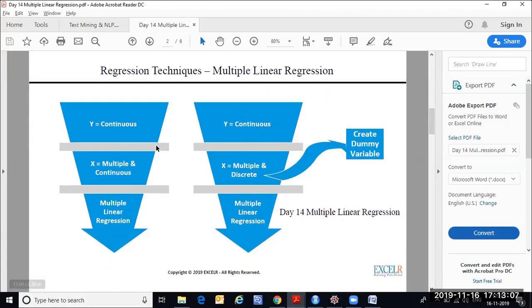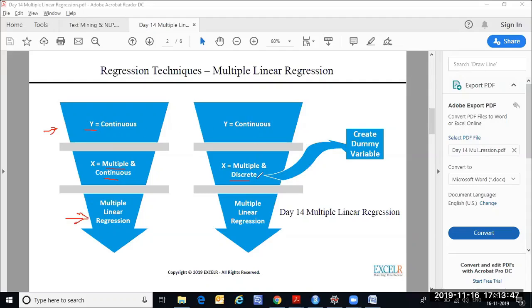So when y is continuous and x is a single input variable, irrespective of whether it is continuous or discrete, then we had gone for simple linear regression. What is multiple linear regression? Only the number of input variables is the difference between simple linear regression and multiple linear regression. Multiple input variables could be continuous, could be discrete. Both the cases we can go for multiple linear regression in terms of predicting the y variable, which is continuous.